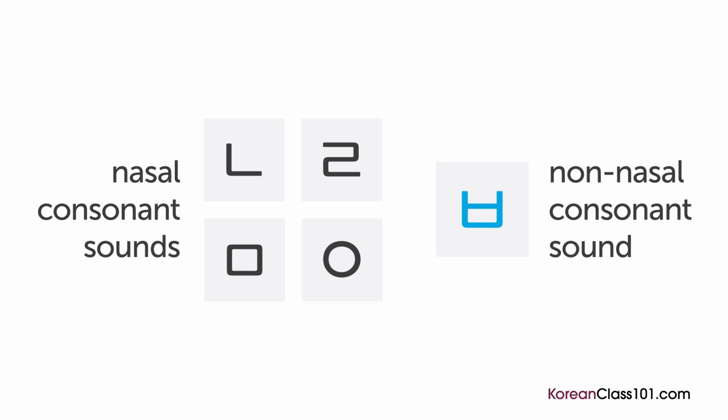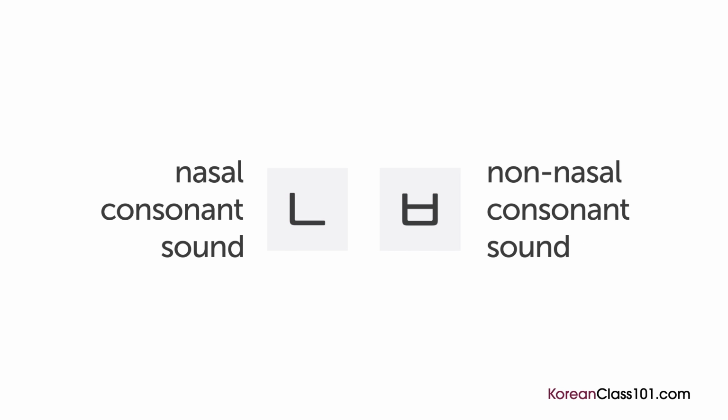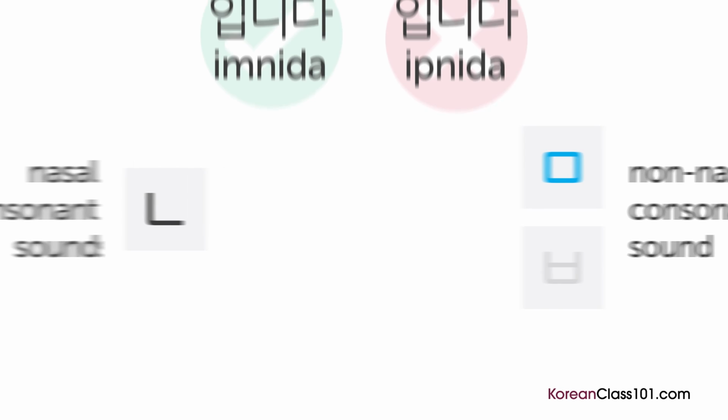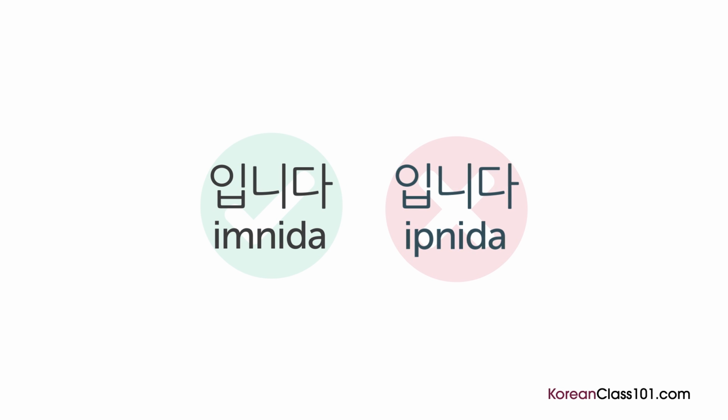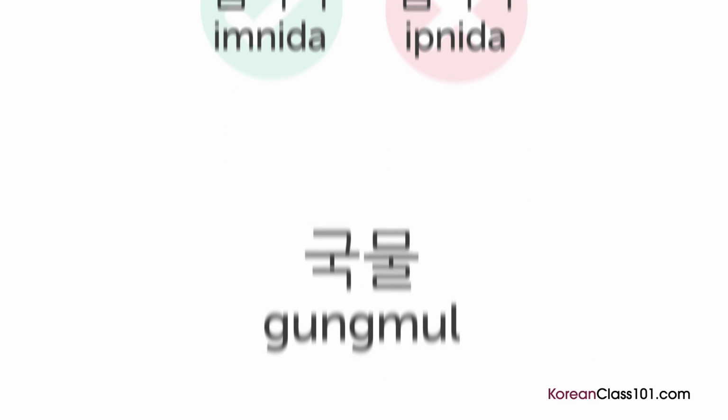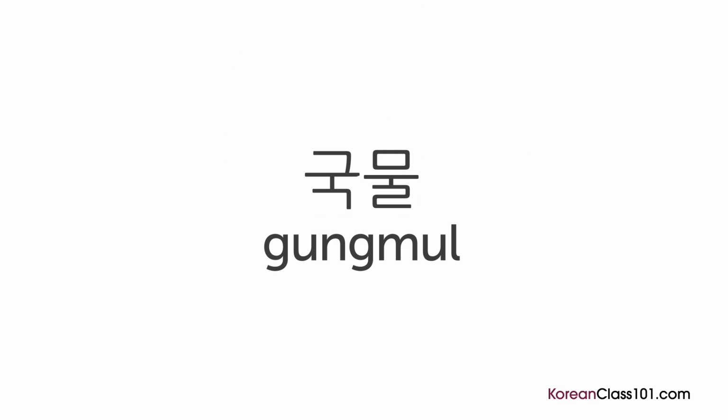So if you pair 비읍 with 니은, you can pronounce 비읍 as 미음. Finally, you'll get 입니다 instead of 입니다. Let's do another example. 국물 is the Korean word for soup. The consonant 기역 is for G sound in English, so you can read it as 국.